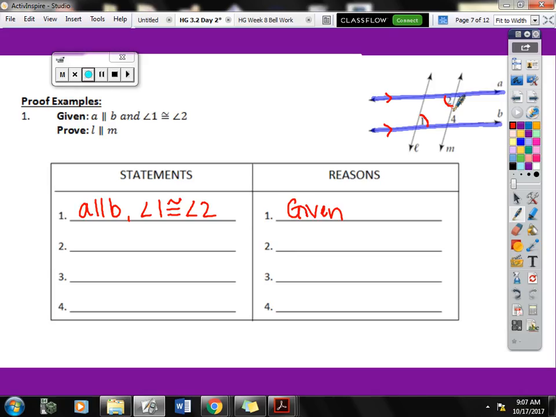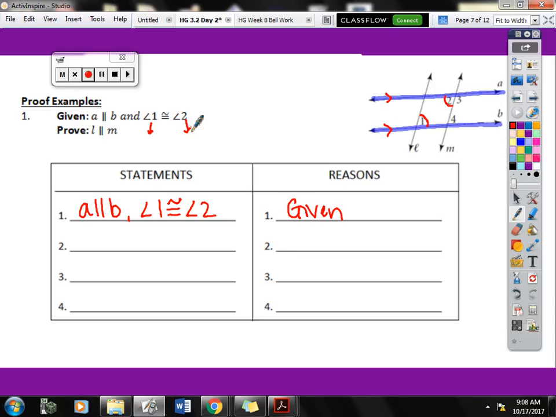Alright, so we know 1 and 2 are congruent just based on the given. You want to see if angle 1 is congruent to anything, or if angle 2 is congruent to anything, using one of our regular theorems, our if lines parallel then whatever. So do we know, is angle 1 congruent to any other angle in the picture? Be careful. Is angle 1 congruent to any other angle in the picture?